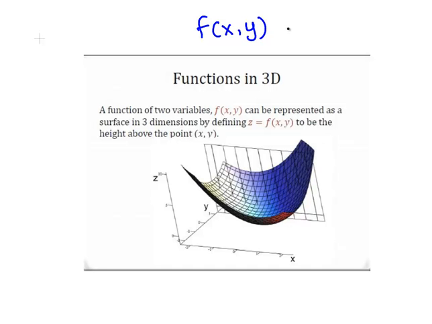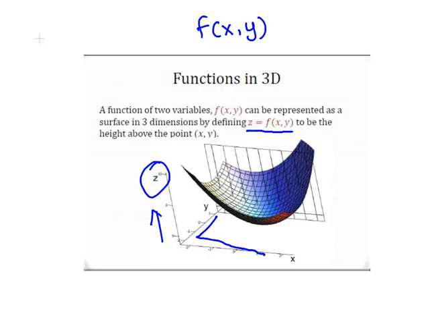It's common to actually use the variable z for functions in 3 dimensions. A function of two variables f of x, y can be represented as a surface in 3 dimensions by defining z equals f of x and y to be the height above the point x, y. So essentially you have the y-axis down here, the x-axis over here, and now we have a new axis, the z-axis. So that's how we might look at it in 3-dimensional space.